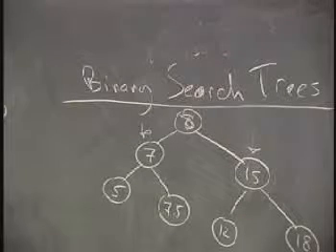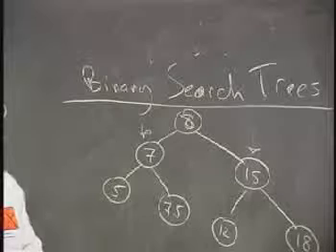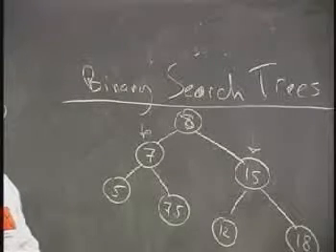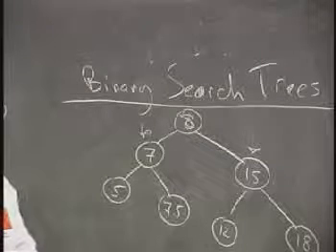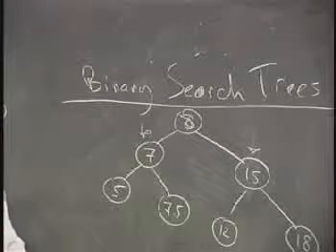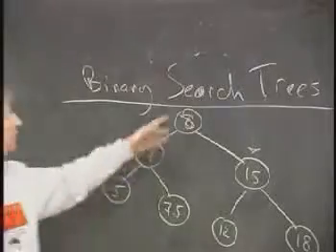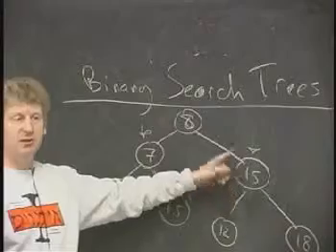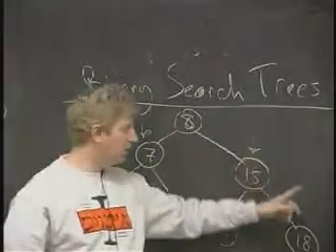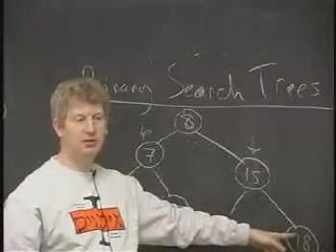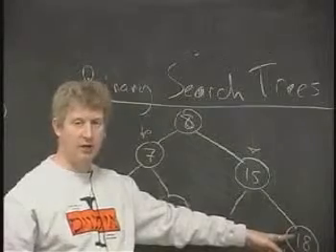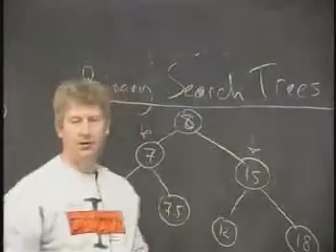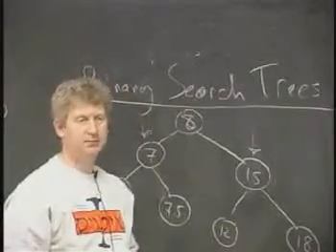How do you insert into a binary search tree? I got a new value. Mr. 17's coming in. Who's got an idea? How do I put him in? 17 is larger than 8, so you go down the right track. Okay, you do like you do a search. 17's bigger than 8, so I go here. 17's bigger than 15, so I go here. 17's smaller than 18, so I go here. And it goes right there.